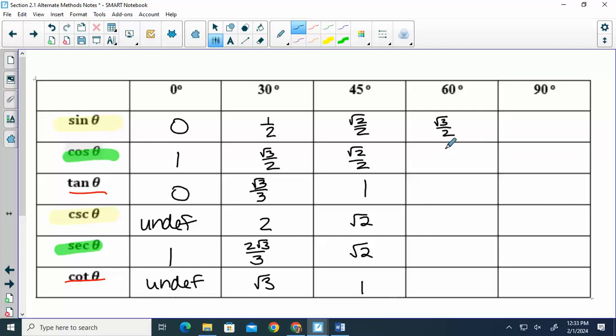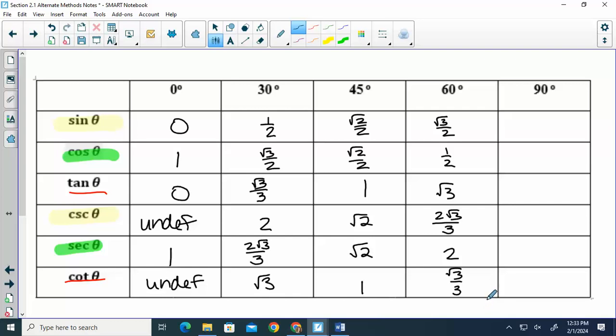Cosine, square root of the bottom over 2. Tangent, radical 3 over radical 1 is radical 3. And then our reciprocals. You guys know where I'm getting all of these?